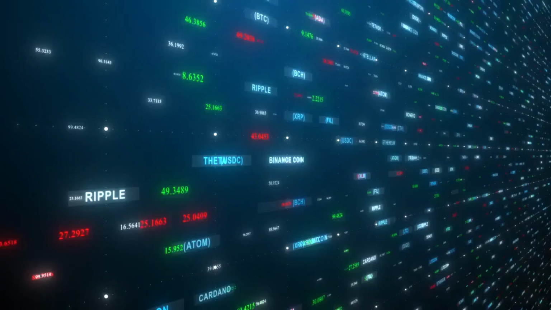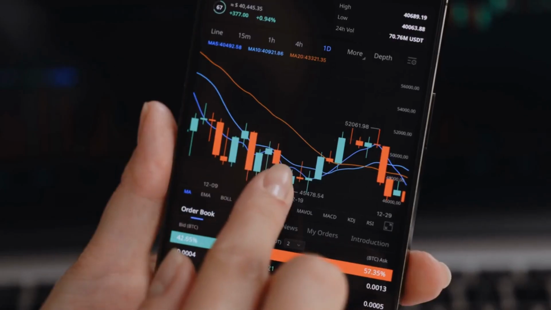Make sure you backtest this strategy and make some improvements or adjustments before using it in your live account.